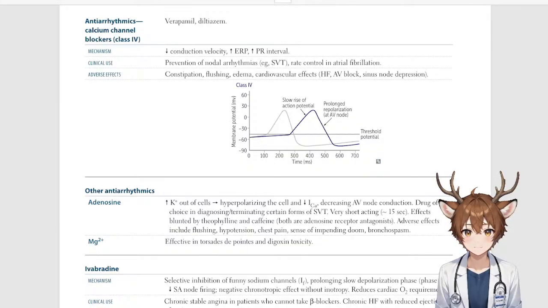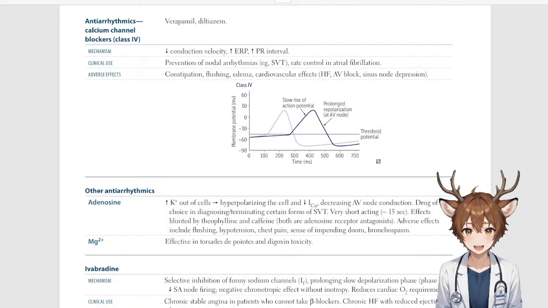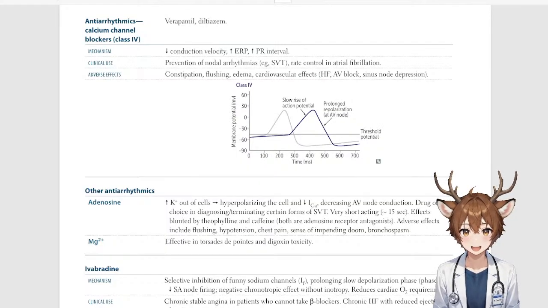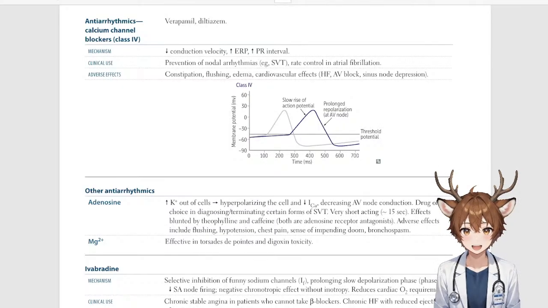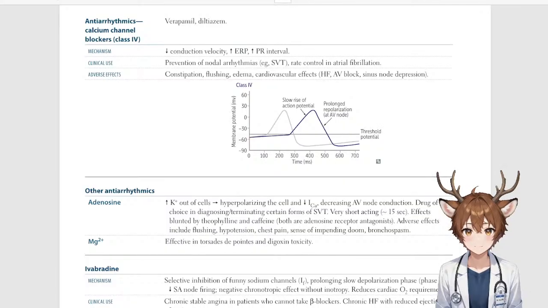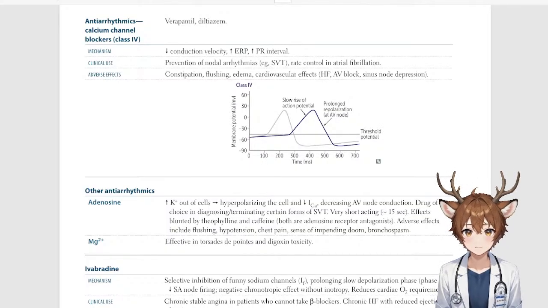And finally, class 4 antiarrhythmics, which are calcium channel blockers. These are diltiazem and verapamil. Those are non-dihydropyridine calcium channel blockers. Mechanism: decrease the conduction velocity, increasing the ERP, increasing the PR interval. The clinical use: rate control in atrial fibrillation or flutter, the prevention of nodal arrhythmias. The adverse effects of them: constipation, gingival hyperplasia, flushing, edema, cardiovascular effects, heart failure, AV block, sinus node depression. And you can see here the slow rise of action potential and the prolonged repolarization of the AV node.